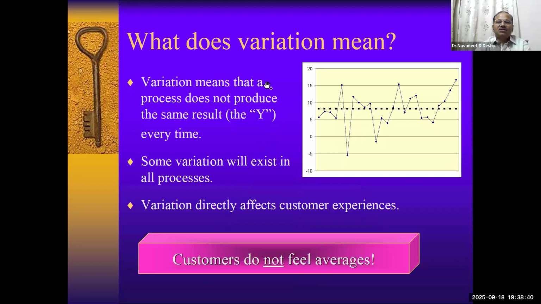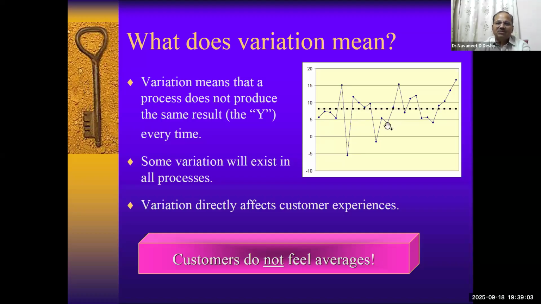So what does this variation actually mean? Variation means the process does not produce the same result every time. Sometimes it depletes down the line to somewhere around -5. Then again it increases to +5. Then again 1, 2, and again 0, 5, 10. So you have to come to an average.